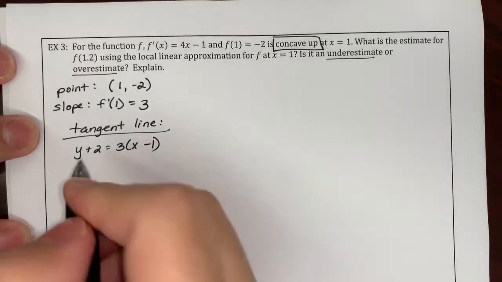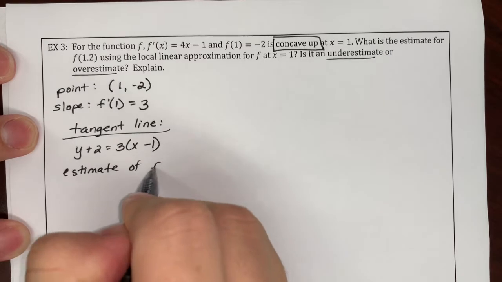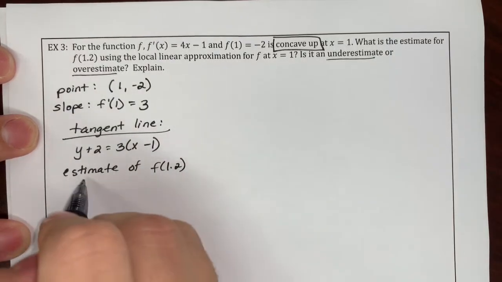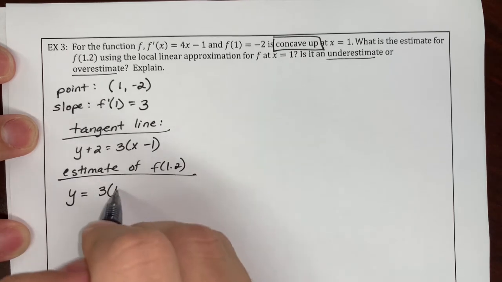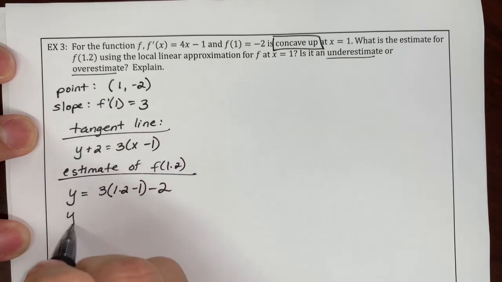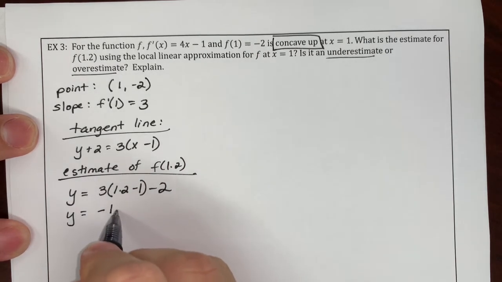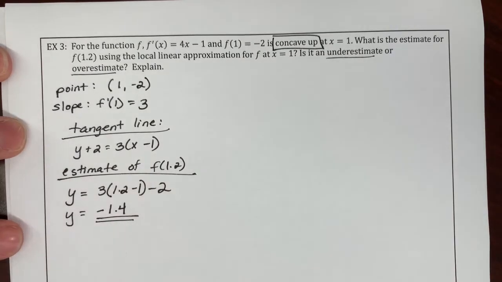All right, so now if we want to figure out what the estimate is of f of 1.2, we just got to plug in 1.2 into our equation and get our value for y. So I know that y is equal to 3 parentheses 1.2 minus 1, and then I subtract 2 on the other side. So then y is equal to 3 times 0.2, which is 0.6. 0.6 minus 2 is negative 1.4. All right. So that gives us our approximation.